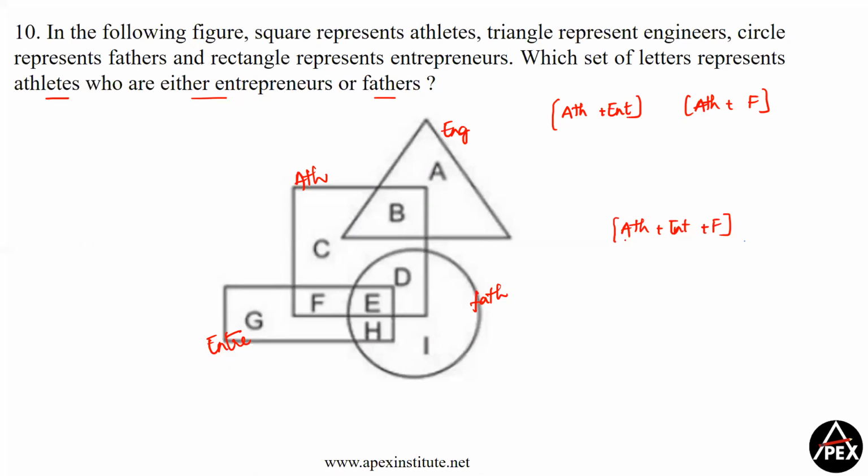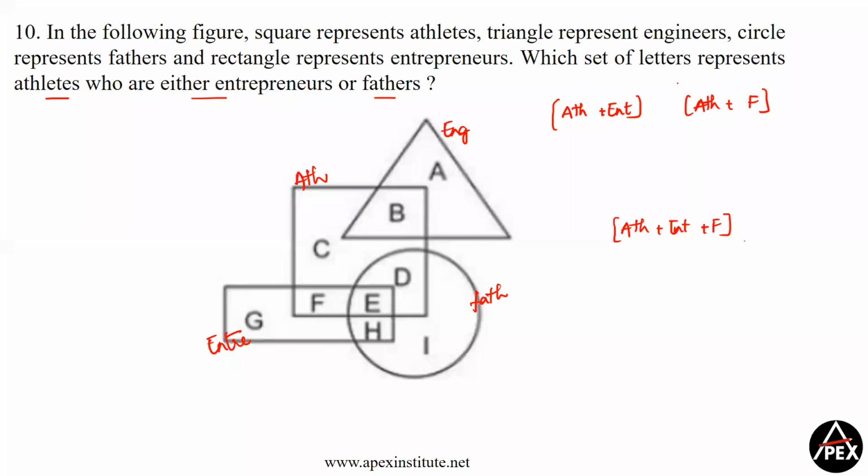Yes or no? Quick responses. No, sir. Why? Is it given that they cannot be both? No, isn't it? Which set of letters represents athletes who are either entrepreneurs or fathers? Is it given that they should be only athletes and entrepreneurs and only athletes and fathers? No.